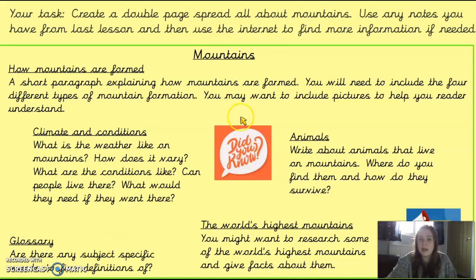So use your information and your notes from our last mountain sessions, and also have a look on the internet, do some research to give you some more information. You can lay it out however you like, as long as you've got all the subheadings and information that you see on this slide here. We look forward to seeing what you create.